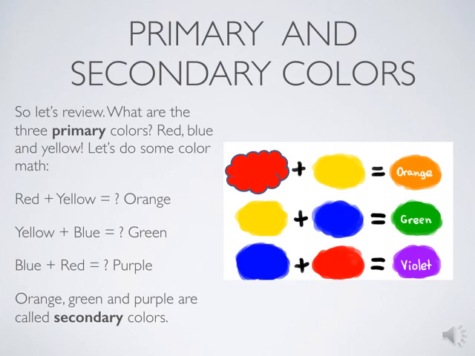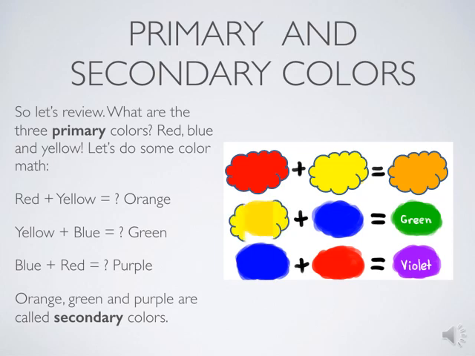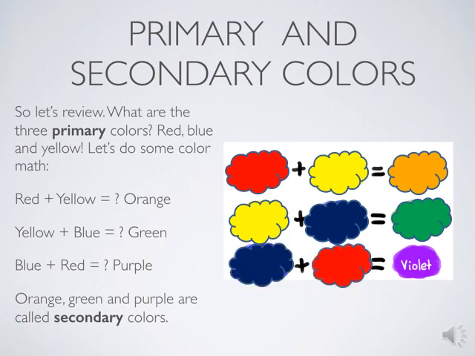Red plus yellow equals orange. So when we mix red and yellow, we obtain orange. Yellow plus blue equals green. So by mixing yellow and blue together, the answer is green. Blue plus red equals purple. So orange, green, and purple are called secondary colors.